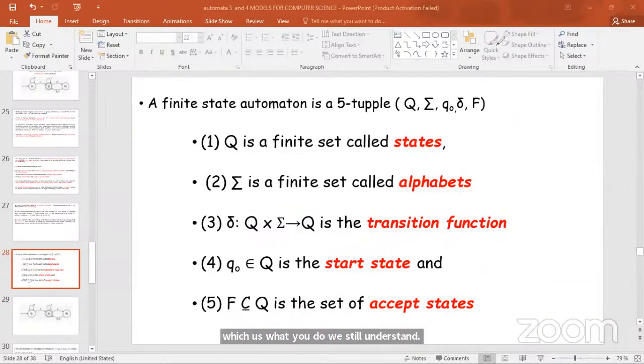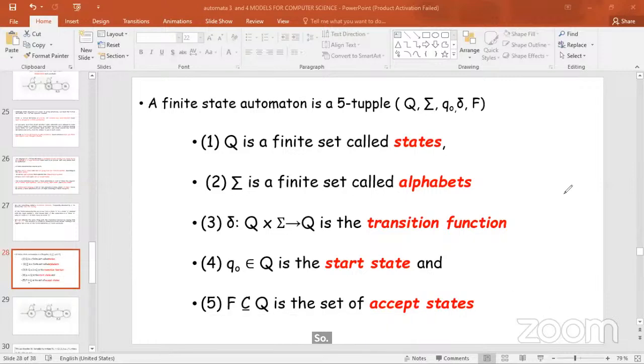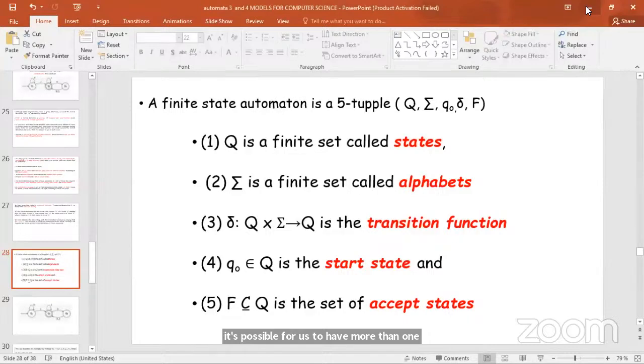Okay, Emmanuel raised his hand. Ajayi Emmanuel, you can unmute and speak. Good afternoon, sir. So does this mean that it's possible for us to have more than one accept state? Can you speak up a bit? It appears I can't hear you clearly. Can you hear me now? Yes, please. My question was, does this mean that we can have more than one accept state? Yes, you can have more than one accept state.